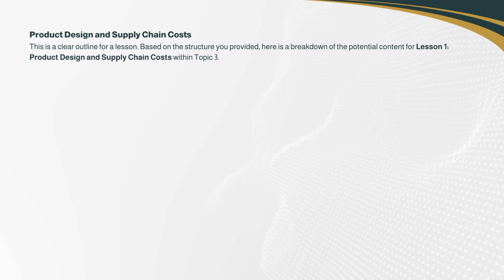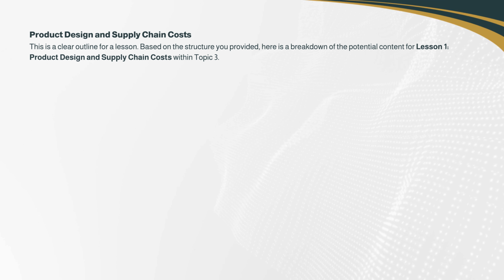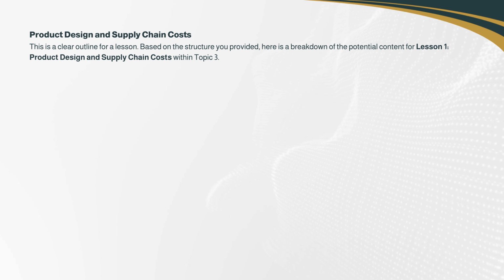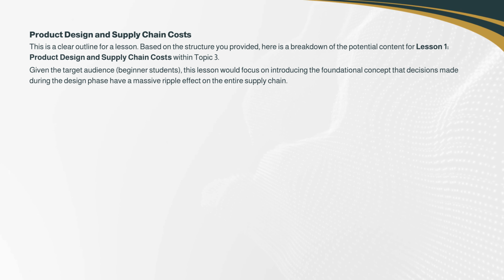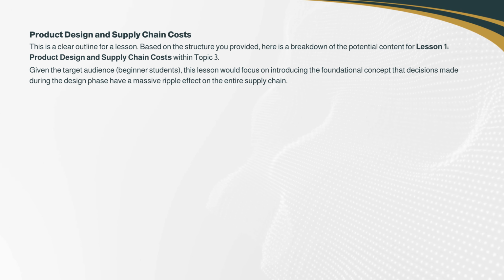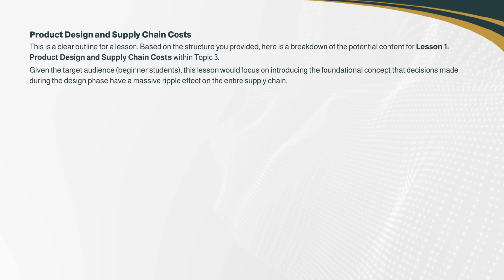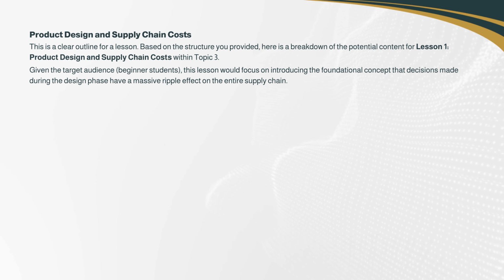This is a clear outline for a lesson. Based on the structure you provided, here is a breakdown of the potential content for Lesson 1, Product Design and Supply Chain Costs within Topic 3. Given the target audience, beginner students, this lesson would focus on introducing the foundational concept that decisions made during the design phase have a massive ripple effect on the entire supply chain.